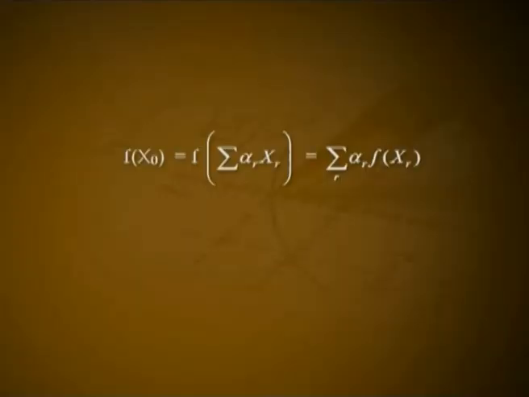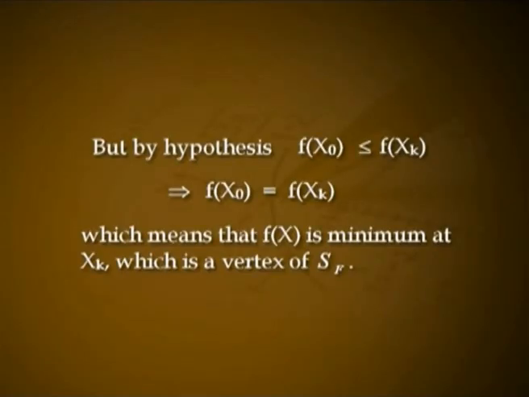Since f of x is linear, f of x0 equal to f of summation over r alpha r xr, that is equal to summation over r alpha r into f of xr, that is greater than or equal to summation over r alpha r f of xk, that is equal to f of xk, where f of xk is the least of the values f of xr for r equal to 1, 2, etc. p. But by hypothesis, f of x0 less than or equal to f of xk. This implies f of x0 equal to f of xk, which means that f of x is minimum at xk, which is a vertex of Sf.